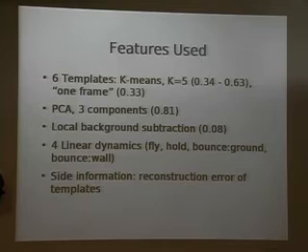Linear dynamics, we're going to include 4 different dynamics features, and these are just the standard physics that you get for a ball in flight, a ball bouncing off the ground, a ball bouncing off the wall, and just a sort of Brownian motion, a random dynamics for when the player is holding the ball, because we don't have a good a priori notion of how the ball is going to move. Our side information, again, is reconstruction error of the templates. How well do they match?